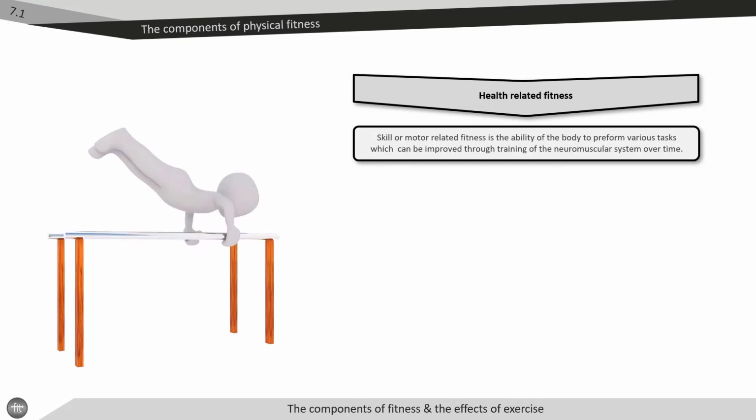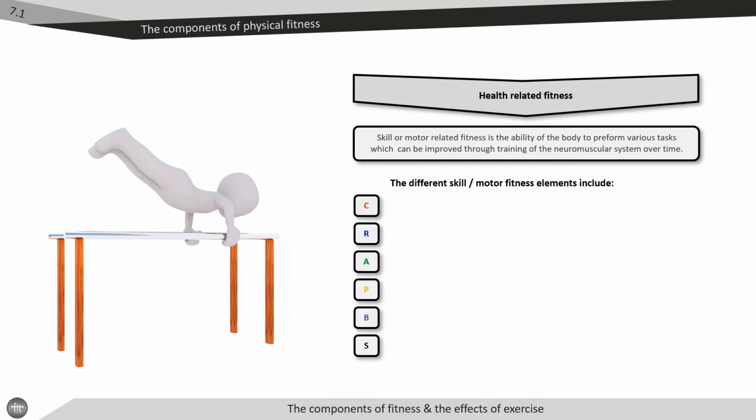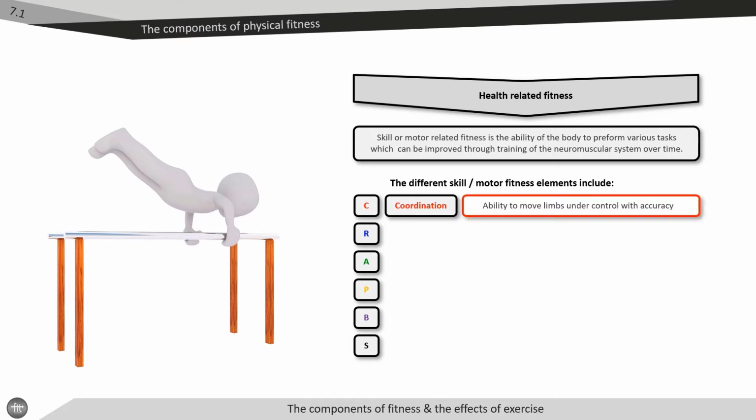The second element of physical fitness is skill or motor-related fitness. This is the ability of the body to perform various tasks which can be improved through training of the neuromuscular system over time. There are 6 different skill or motor-related fitness elements, and these can be remembered by the acronym CRAP-BS. These include coordination, which is the ability to smoothly move 2 or more body parts under control, accurately and efficiently. Most activities require some form of coordination, such as kicking or throwing or catching a ball.